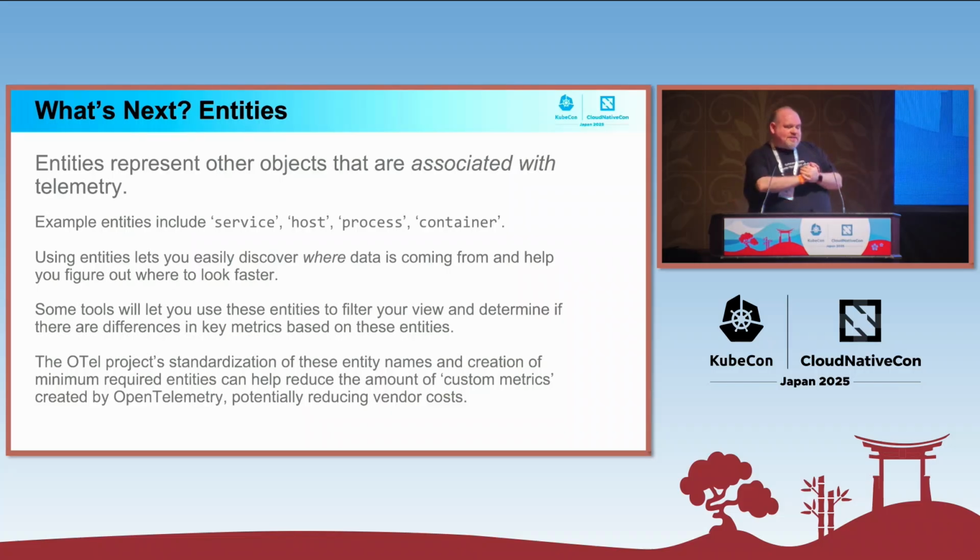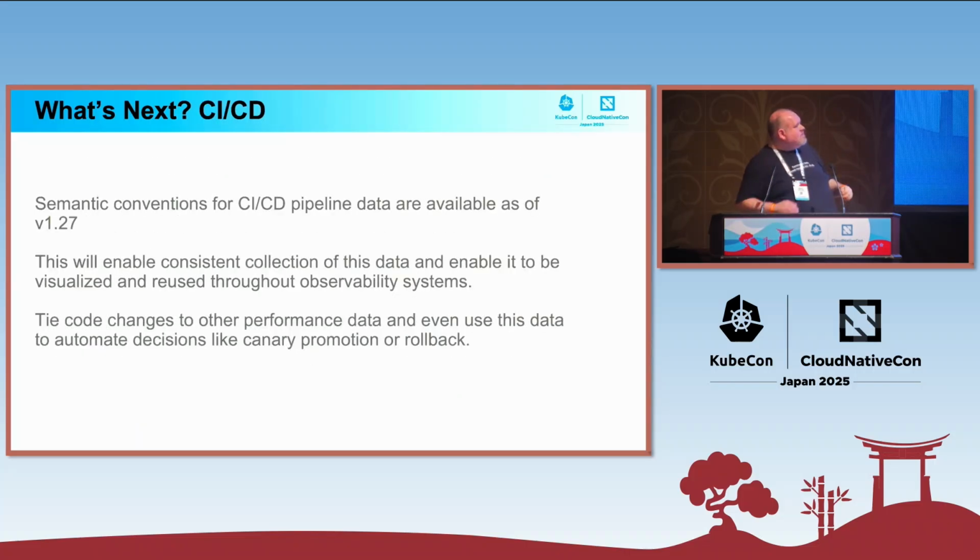So 2 things that are coming. One is entities. Entities represent other objects that are associated with telemetry, but really aren't telemetry data themselves. So these are things like what service emitted a metric, what host was it running on, what was the process name or process ID, what was the name of the container. And these help you figure out where data is coming from. And over time, tools will let you filter your view based on these entities and let you see, like, is there something in common with all of these problems? Are they coming from one host or one container or something like that? And the OTel project's big on standardization, making everything the same across, and so this is one of the things that we'll be doing.